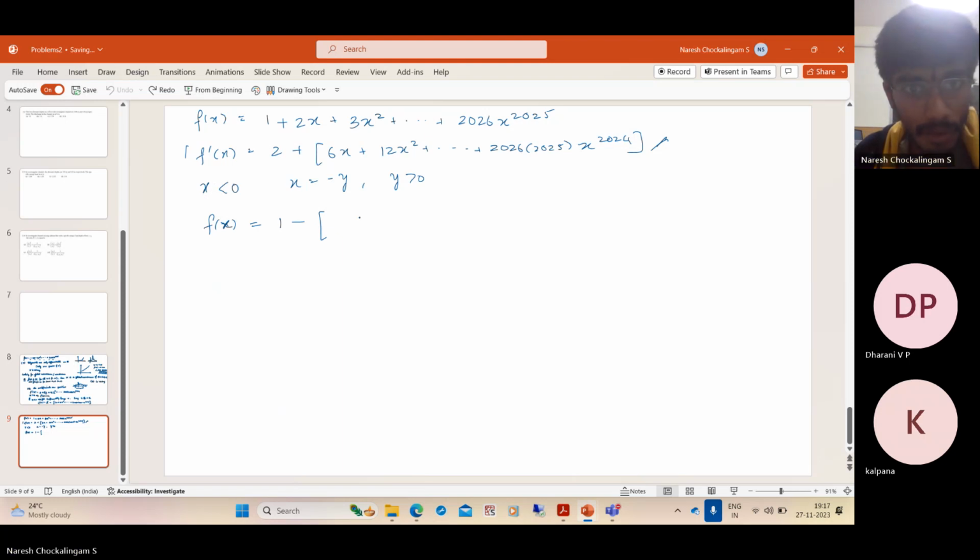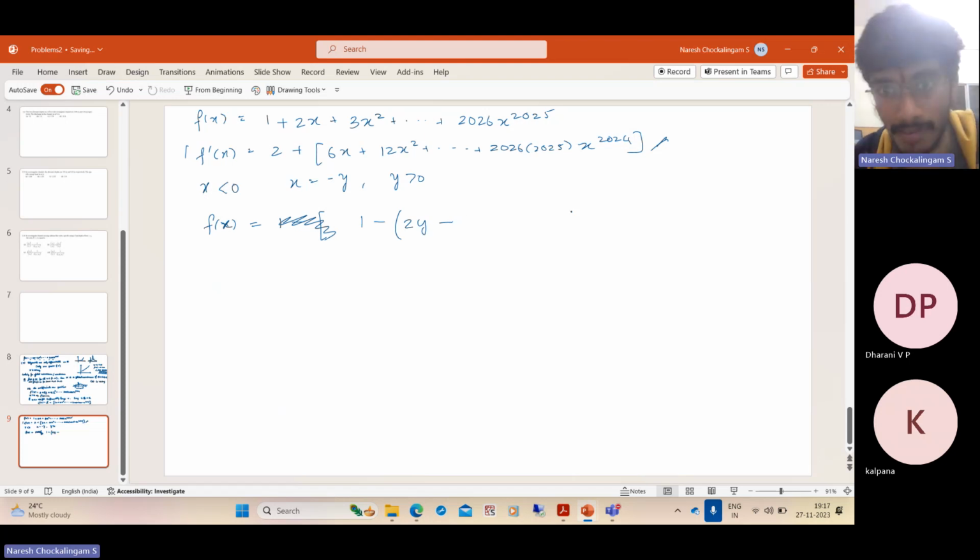Let us write f of x is 1 minus 2y, so we'll have negative terms and also positive terms. The second one will give 2y, and here you will have 3y square, and here you will have 4y cube, and here we'll have 5y power 4, and so on. And here this also goes on.